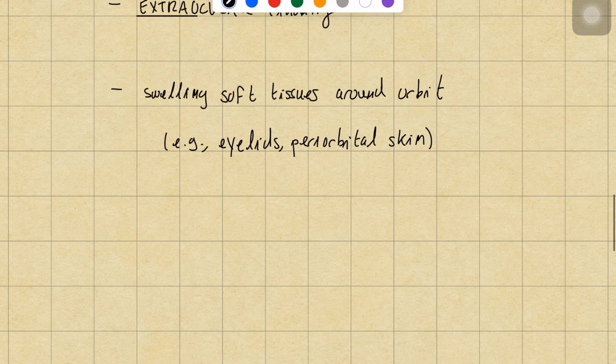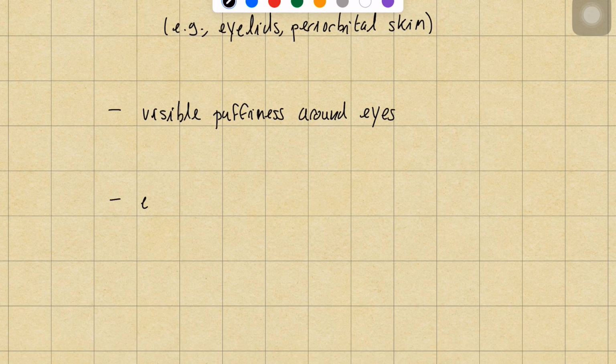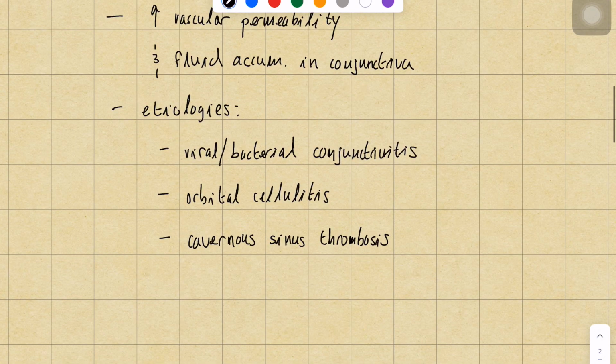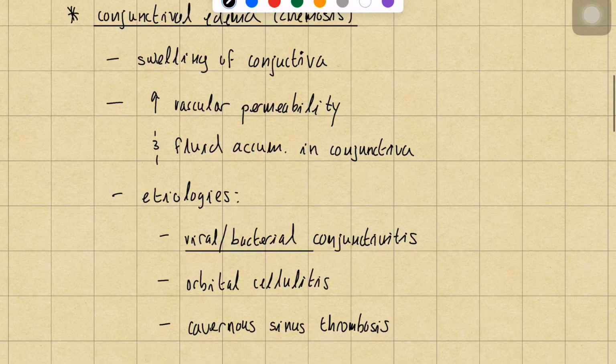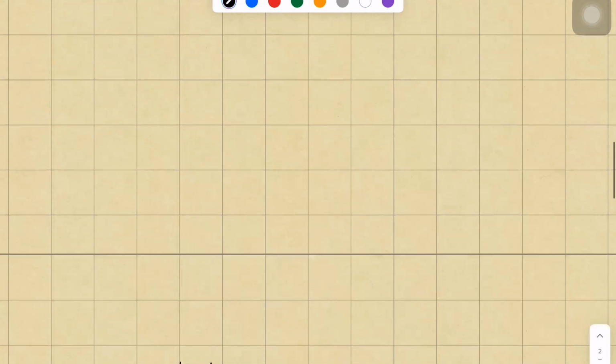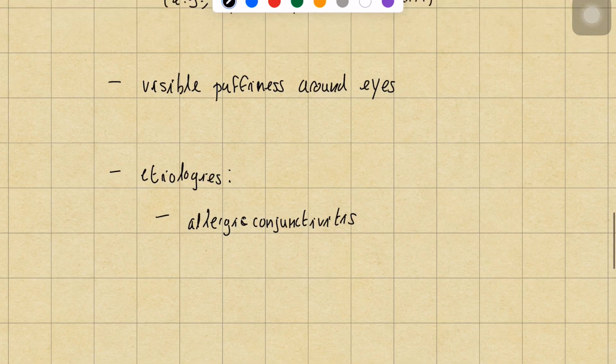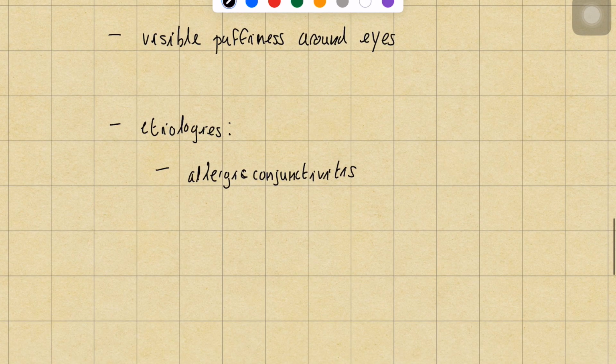Okay, and it presents with visible puffiness around the eyes. And so some etiologies that we can consider here are, first and foremost, you see it with allergic conjunctivitis. So remember that conjunctival edema, we saw it manifest with viral and bacterial conjunctivitis. Conjunctival edema can also manifest as part of allergic conjunctivitis, but when you have an allergic inflammation of the conjunctiva, you really will see that visible puffiness around the eyes, right? That's kind of a classic association there.